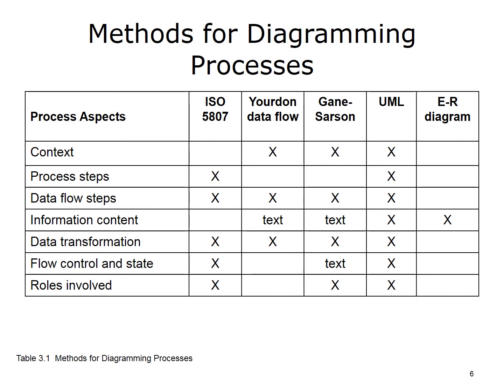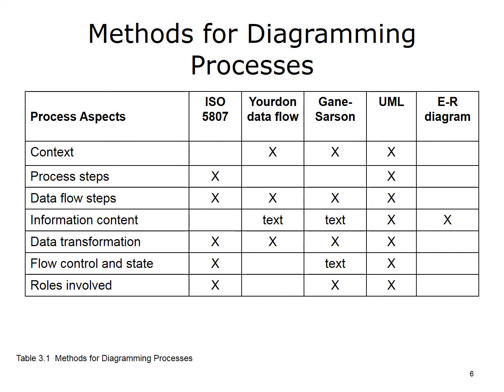This unit covers 5 notations that are commonly used to diagram processes: ISO 5807, Jordan, Gaines-Sarson, UML, and ER diagrams. ISO 5807 can be used to represent process or data flow steps and their sequence and control, as well as information transformation and roles involved in the process.